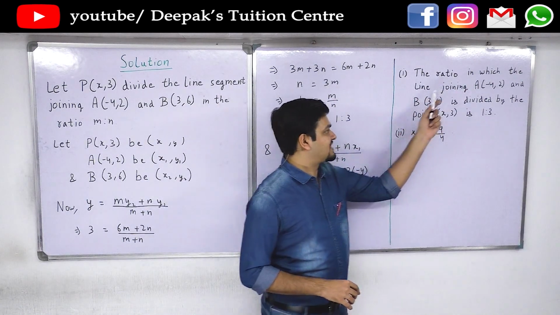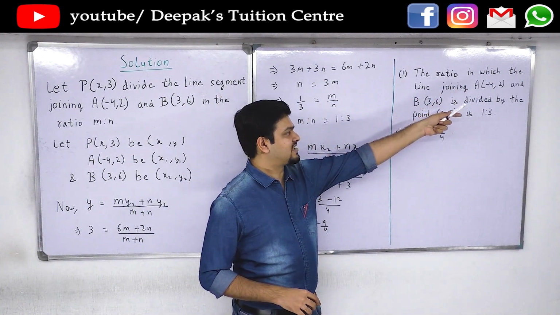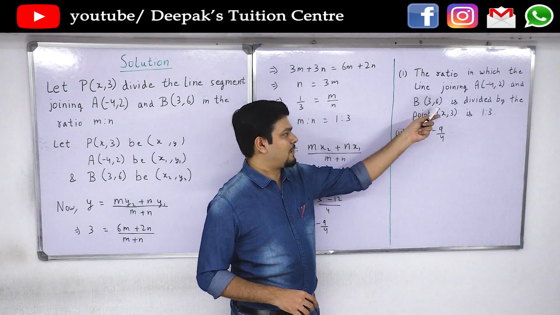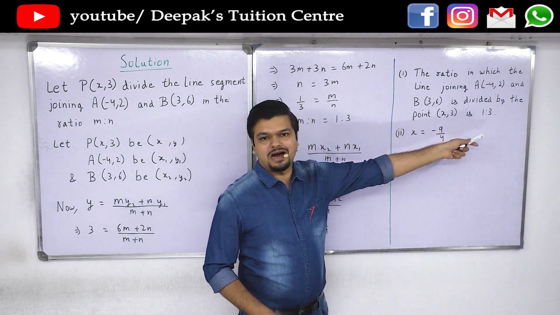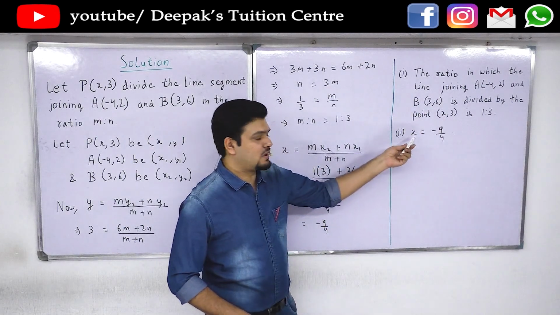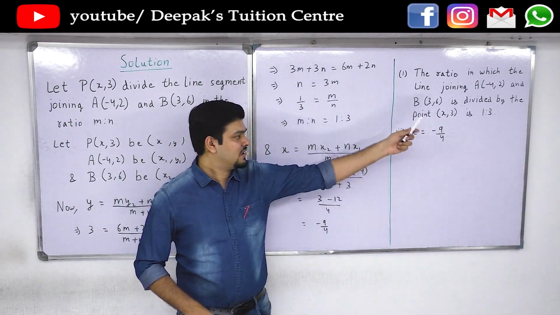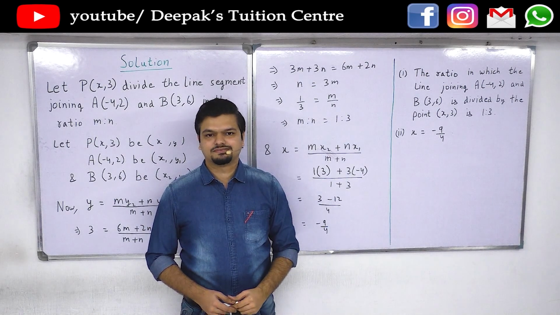So we'll write the finishing statement. The ratio in which the line joining A (minus 4, 2) and B (3, 6) is divided by the point (x, 3) is 1 is to 3. Also, the value of x is equal to minus 9 by 4.